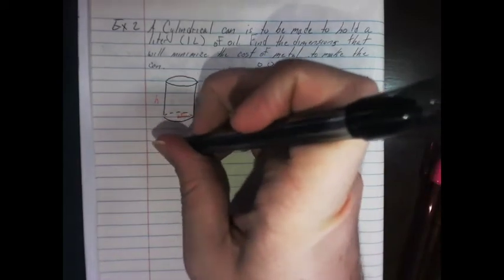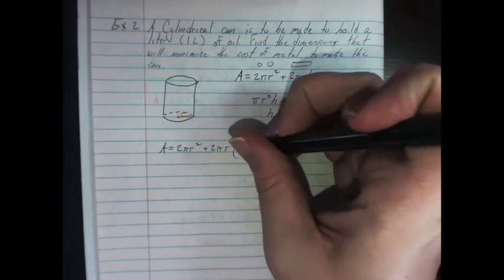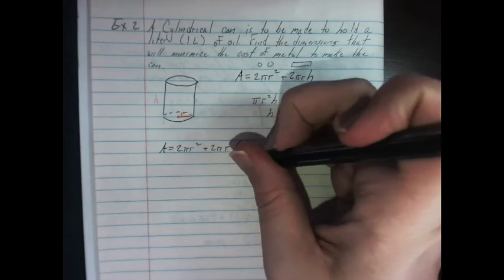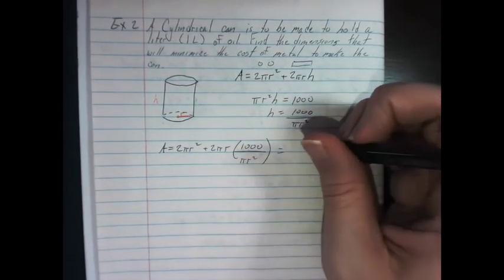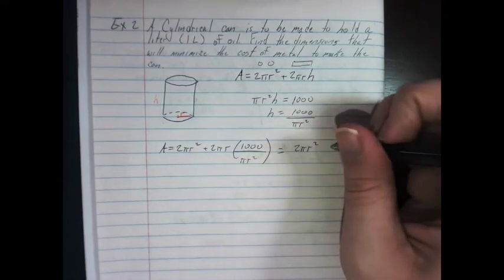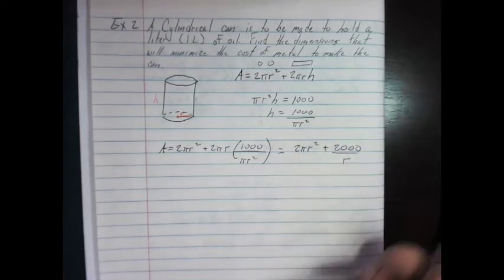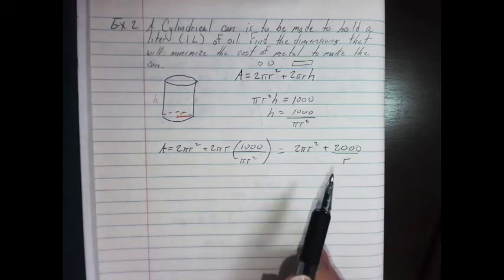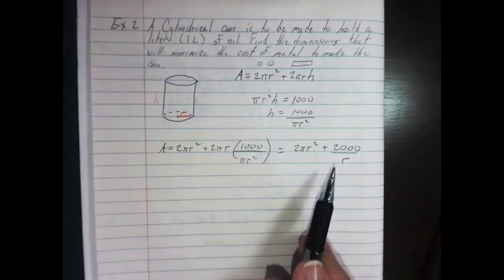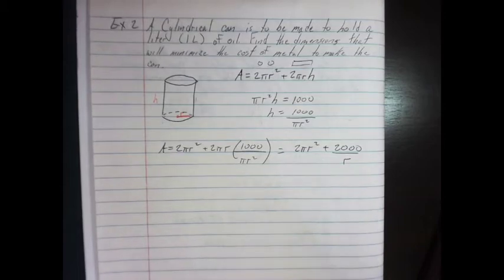So that means that the area is going to be 2 pi r squared plus 2 pi r times 1,000 over pi r squared. And if we simplify that a bit more just to make our math and our lives easier, we're just going to wind up with this. So we want to minimize this. If you graph it out, we're really only concerned about the positive values of r here because, well, we can't have a negative value of r in the real world.